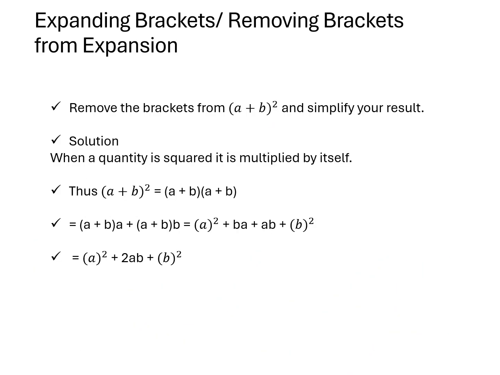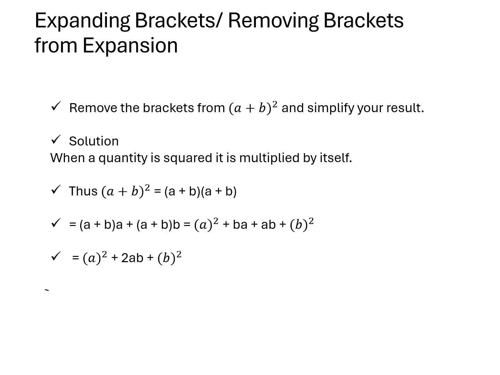Now with this one, you're going to remove the bracket a plus b squared and simplify your results, right? When a quantity is squared by itself, where it's squared, it is multiplied by itself. Therefore, a plus b squared is the same as a plus b times a plus b. And then you do the expansion, right?